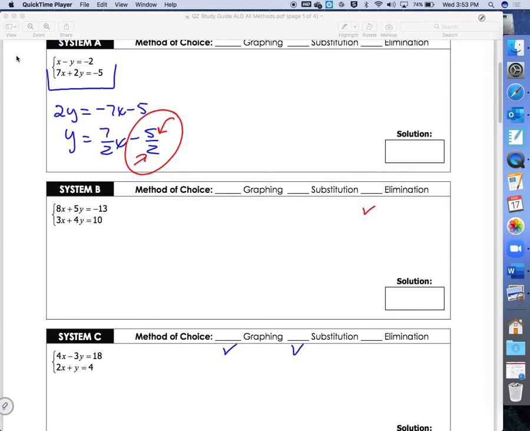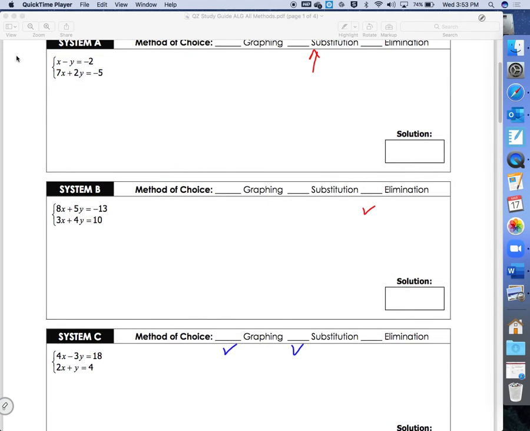I would solve this system using the substitution method, and I would isolate the x in the first equation. So I would isolate the x and let this be -2 plus y. I would make a substitution of that into the second equation and I would solve.